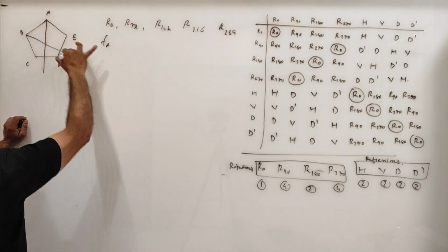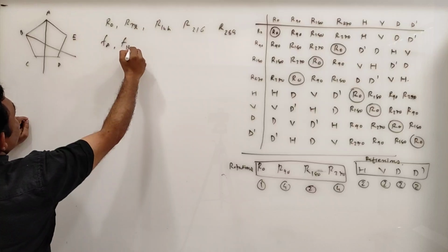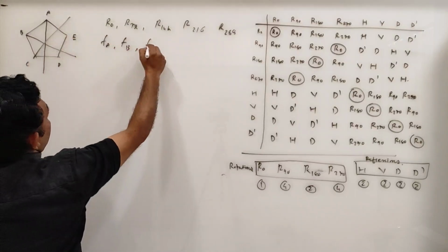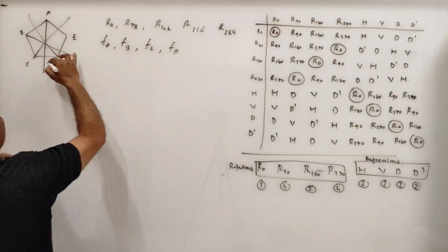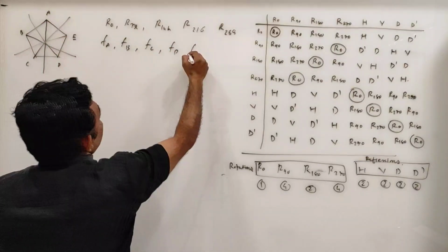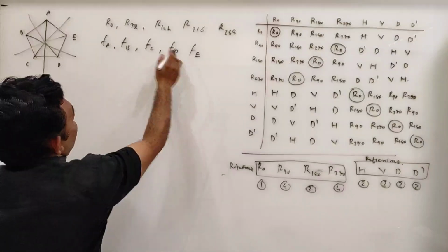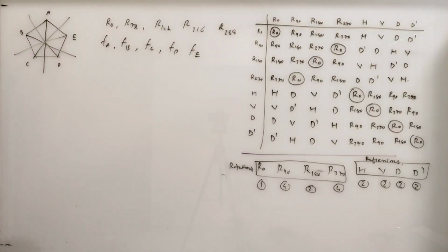Similarly, you have another symmetry FB. Another symmetry is FC. Another symmetry is FD, and another symmetry is FE. So you have these symmetries, these are rotations.